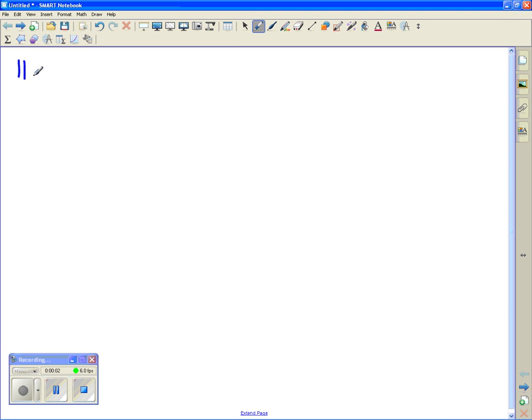So we are on section 11.3, which is called the tangent line problem.